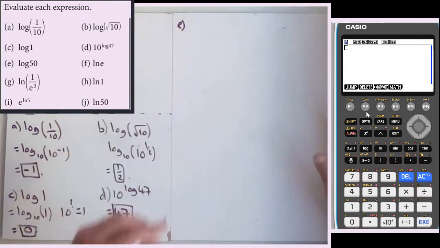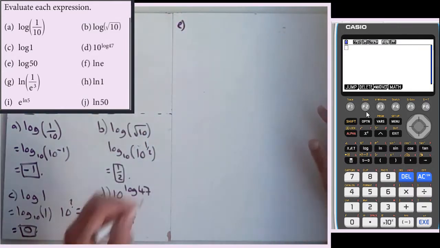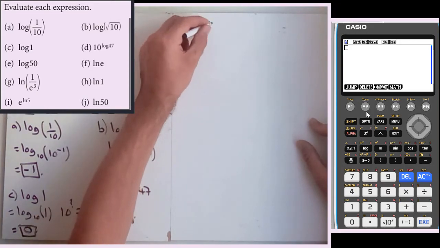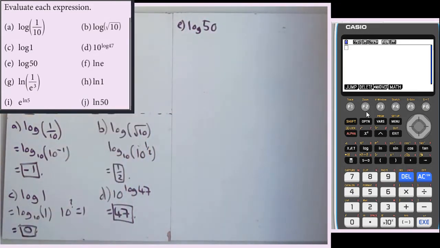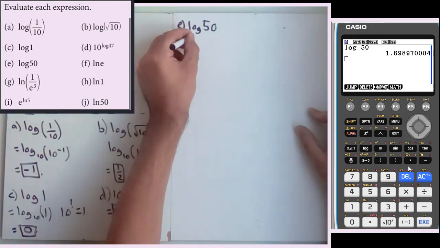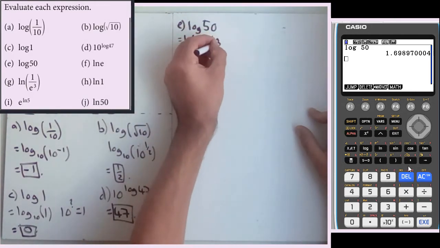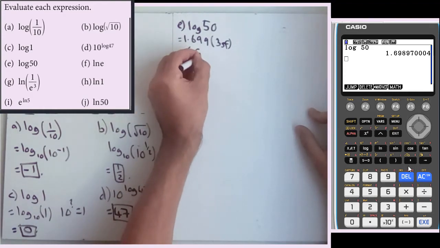Part E, log 50. So if you look at this, it's saying what power do you raise 10 to in order to get 50? So this is not a non-calculator question. There's no obvious power that you can raise 10 to get 50. So I'm just going to go to the calculator and type in log 50, and that gives me 1.698. So we're going to go 1.699 to 3 significant figures, and that was just using the GDC.